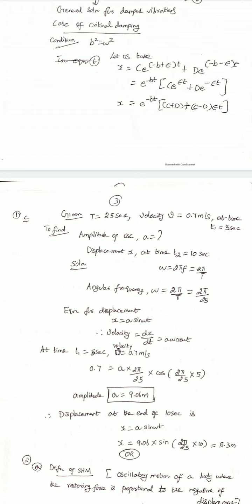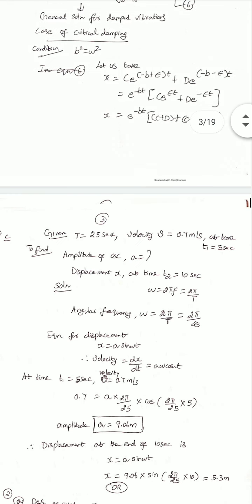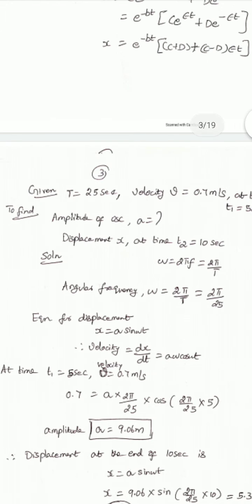First we have written all the given data here: time period 25 seconds, velocity 0.7 meter per second, and time t1 equals 5 seconds. Here the system is going through simple harmonic motion. In the solution, first we find the angular frequency omega, which equals 2 pi multiplied by linear frequency f. f is the inverse of the time period, so 2 pi by T, and the time period given here is 25 seconds.